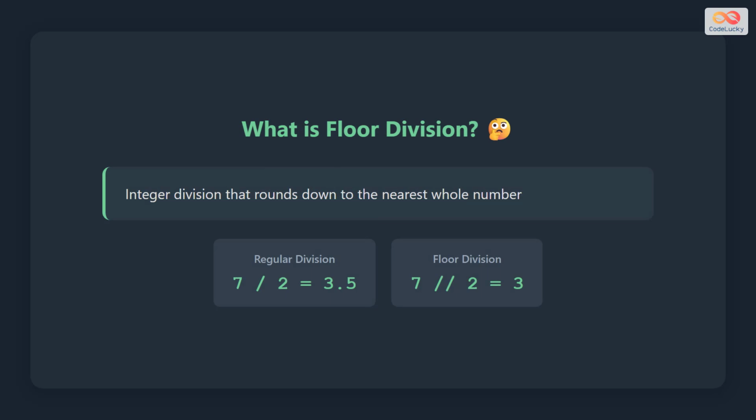Floor division is a type of integer division that rounds down to the nearest whole number. Unlike regular division, which gives you decimal results, floor division discards the fractional part. For example, 7 divided by 2 normally equals 3.5, but with floor division, 7 // 2 equals 3. The result is always rounded down to the nearest integer.